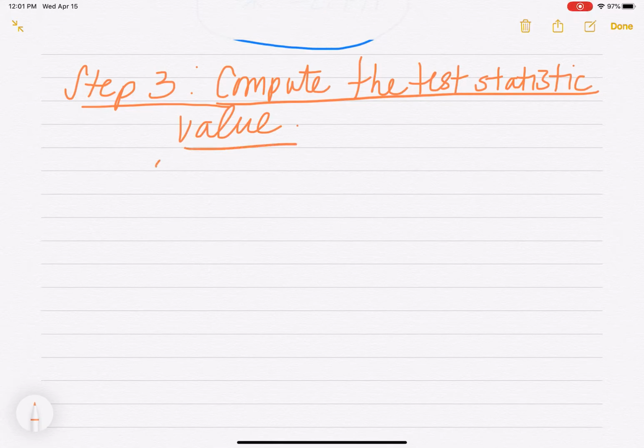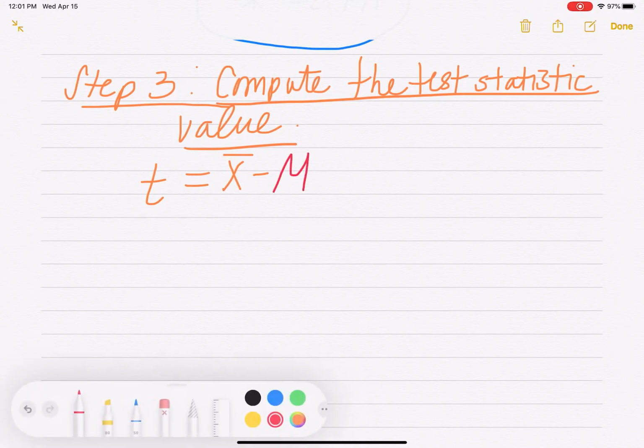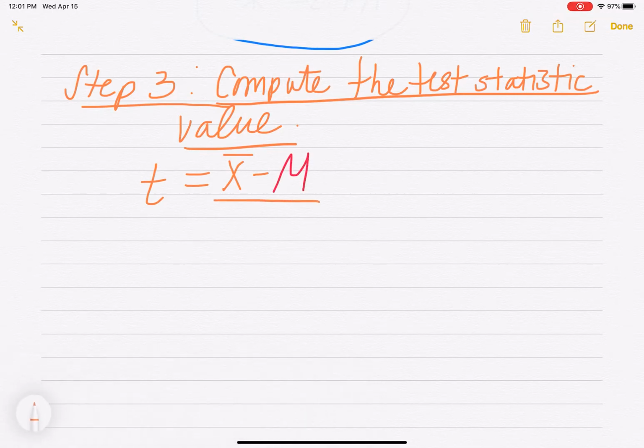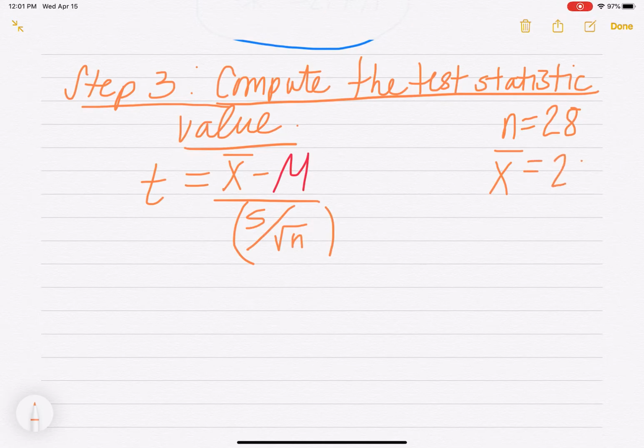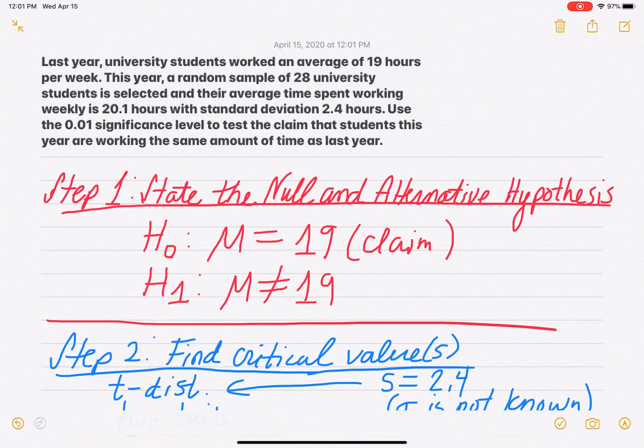So we know we're dealing with t, and the formula is going to be what? X bar minus mu, divided by s over square root of n. And here n is going to be the sample size. It was what? 28 students were randomly selected. X bar, remember, was 20.1 hours. That was the average that those 28 students worked every week.